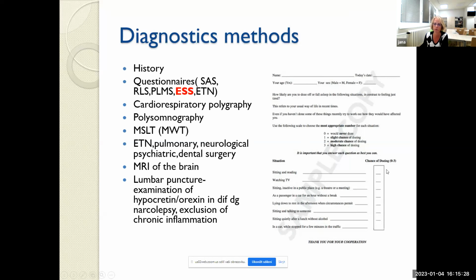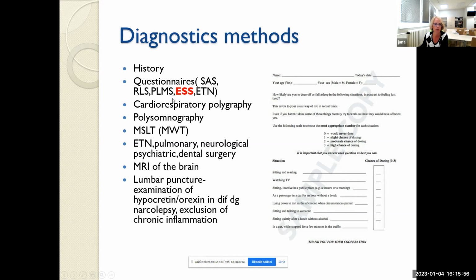The level of points is 0 to 3, so the maximum is 24 points. If somebody evaluates himself or herself at 24 points, it means they are constantly sleepy. But if it's 0, they don't feel any sleepiness and they are okay. So the cutoff value for excessive daytime sleepiness is 10 points and above.